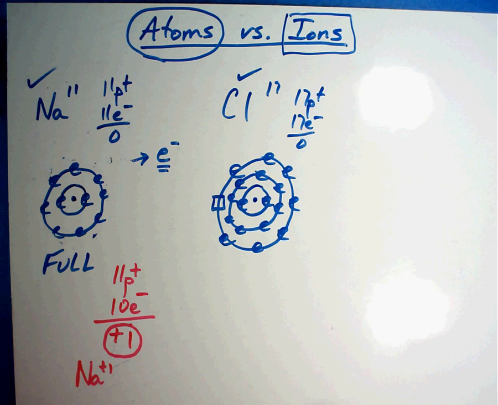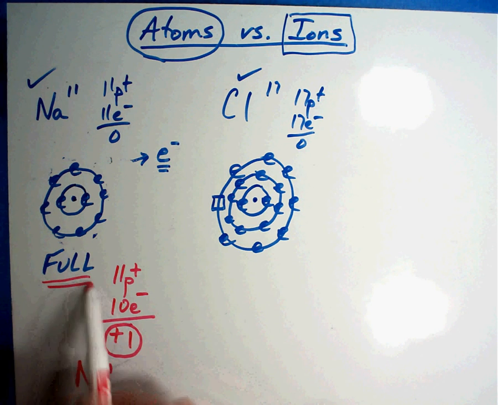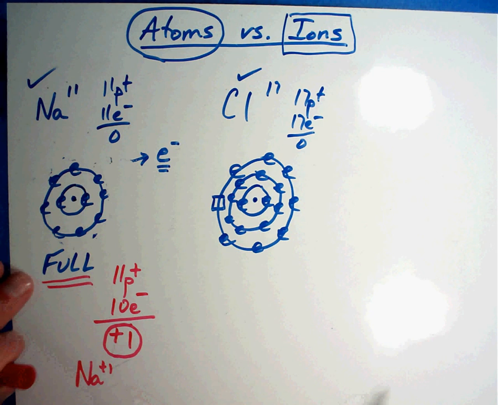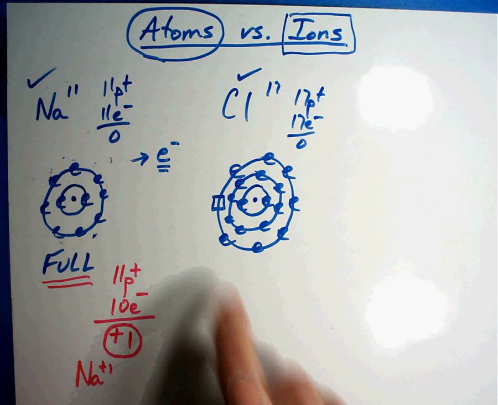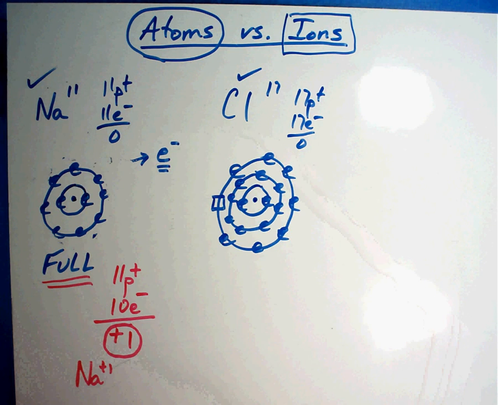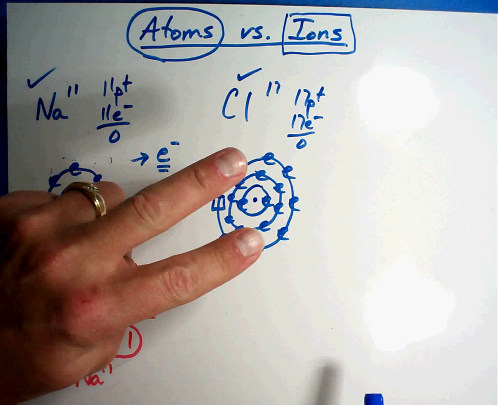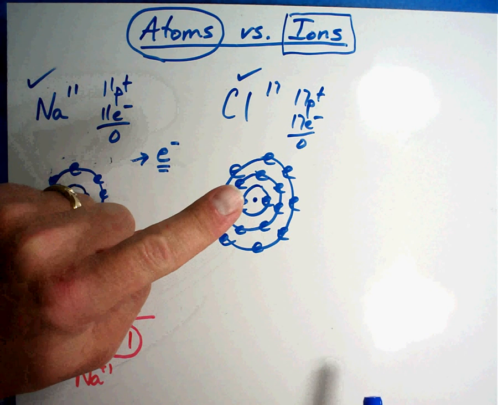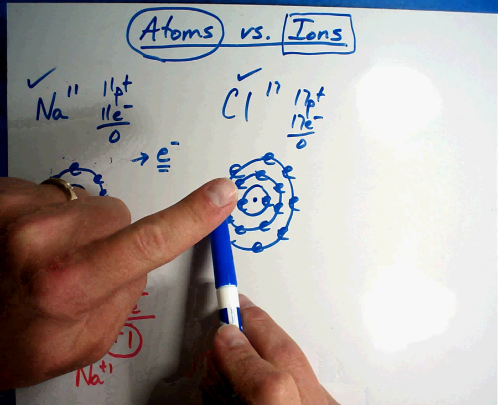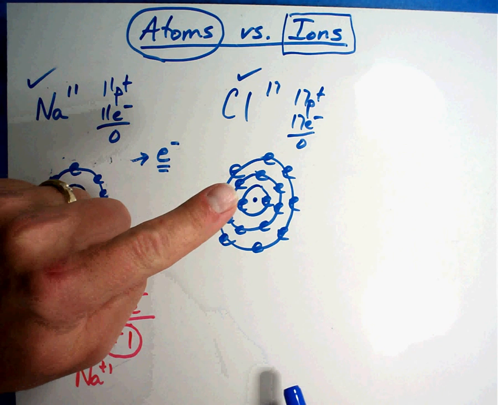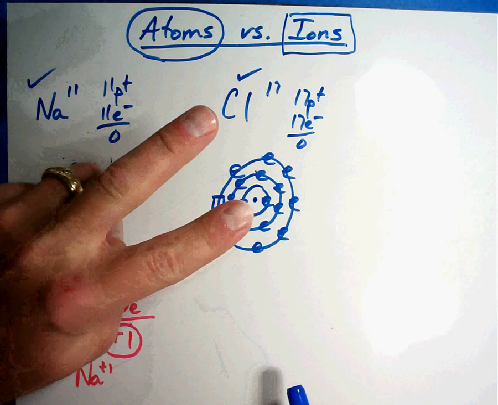Is he okay with that? Yes, because he's full. That's what he wants, is to be full. Let's look at the chlorine over here. Chlorine has 1, 2, 3, 4, 5, 6, 7 in the outside ring. So he has 2 choices as well. Choice 1, get 1 electron and be full. Choice 2, give away 7 to be full.